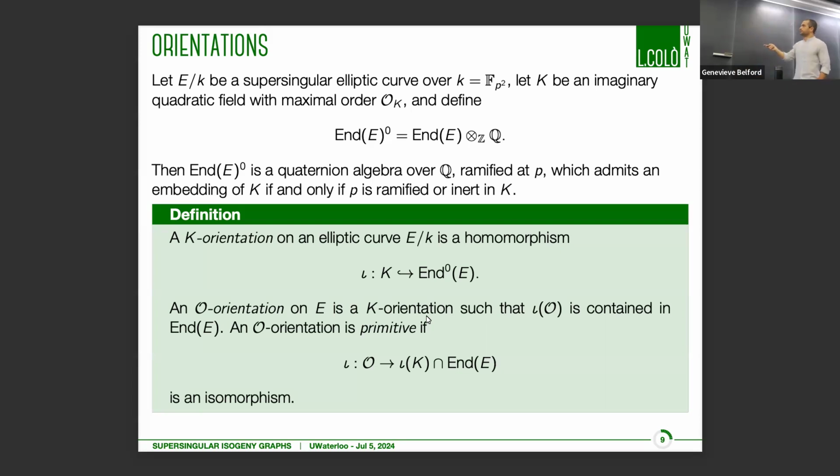So just to be formal, we define a K-orientation, where K is a quadratic imaginary field, to be just an embedding of the quadratic number field inside the endomorphism algebra of the supersingular elliptic curve, which is the quaternion algebra ramified at p and infinity, where p is the characteristic of the field you're working on. And if you have an order O defined inside of K, you define an O-orientation to be just an embedding of O inside the endomorphism ring. And you say that this orientation is primitive if basically these two definitions agree. So if the image of K intersected with the endomorphism ring is isomorphic to the image of O.